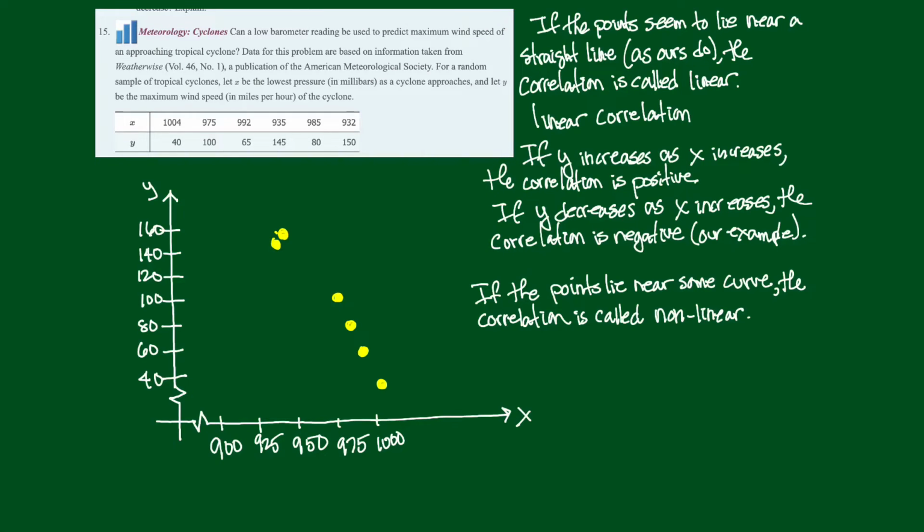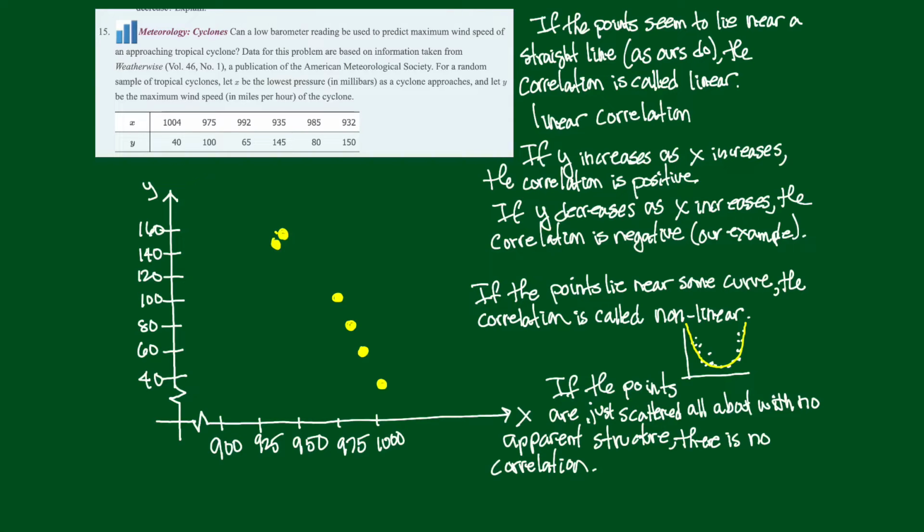Now, if your points on the scatter diagram lie near some curve, the correlation is called nonlinear. Now, we're not going to take a look at nonlinear correlations in this course, but a nonlinear correlation might be something like this. Suppose you plot your points and you get something that looks like this. Now there's definitely a pattern going on there, but it's not linear. And it looks like we could maybe pass a parabola through these, so you might have something like a quadratic relationship.